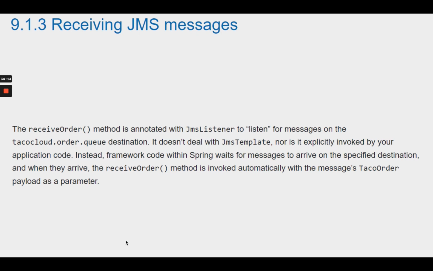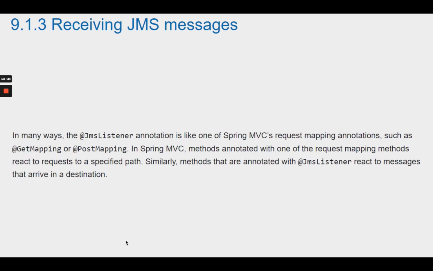The receive order method is annotated with JmsListener to listen for messages on the tacocloud.order.queue destination. It doesn't deal with JmsTemplate, nor is it explicitly invoked by your application code. Instead, framework code within Spring waits for messages to arrive on the specified destination, and when they arrive, the receive order method is invoked automatically with the message's taco order payload as a parameter.